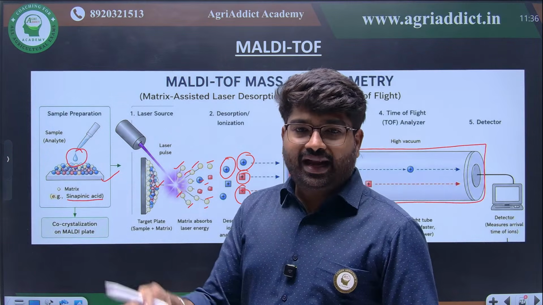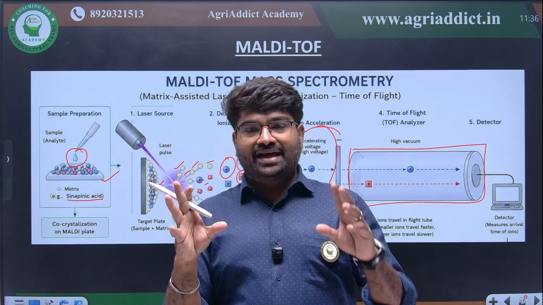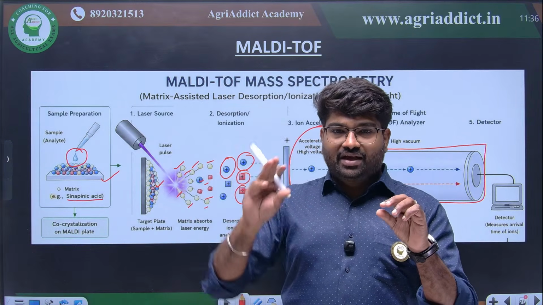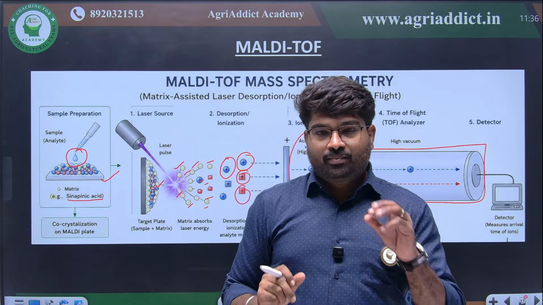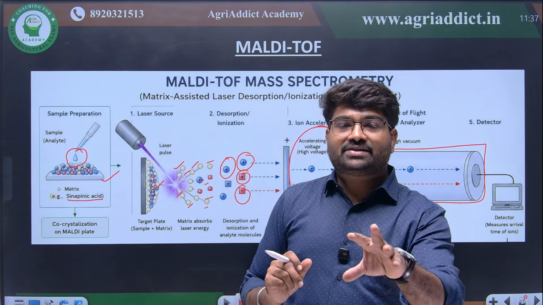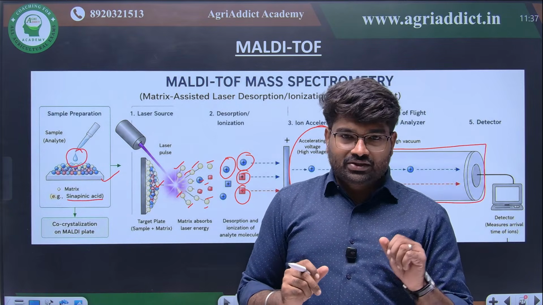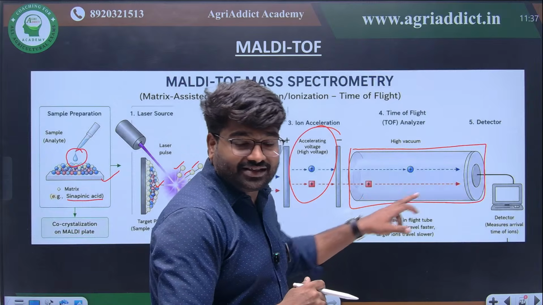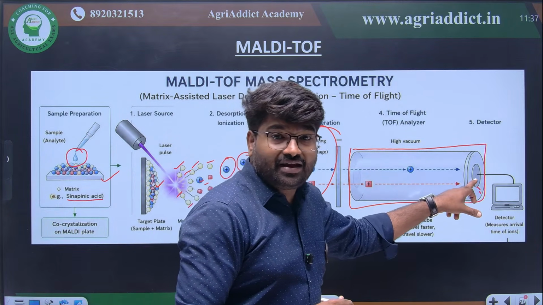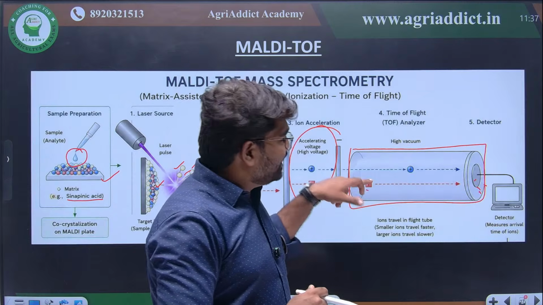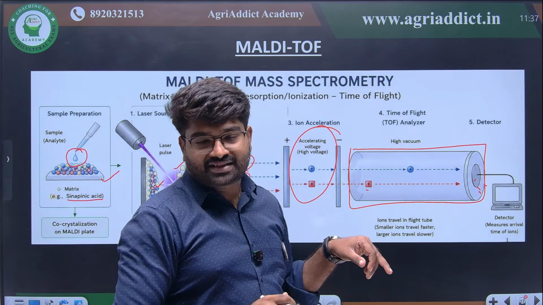For example, I have one iron ball and one wooden ball. I need more energy to throw the iron ball, but only less energy to throw the wooden ball. So the wooden ball can reach the detector very easily, correct? So the time of flight will be very much less for lighter ions. This is the question they are asking.